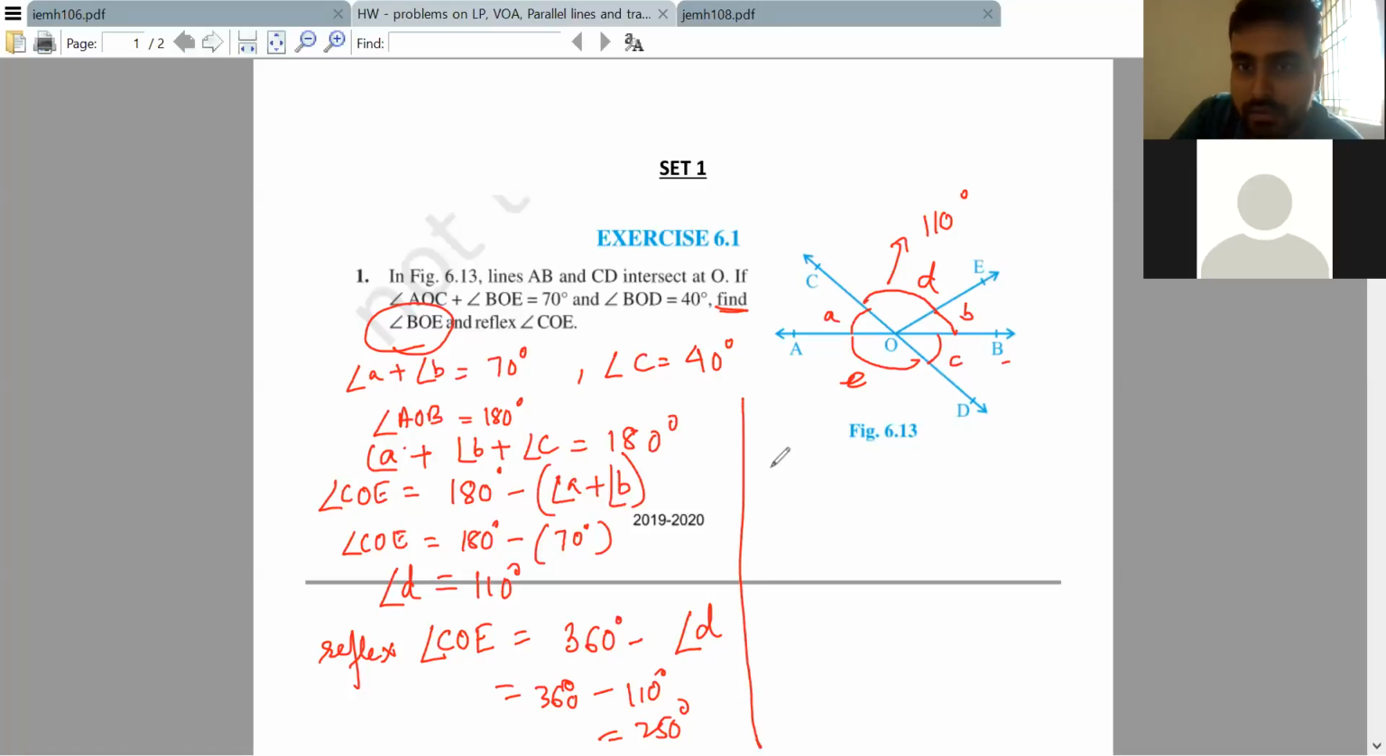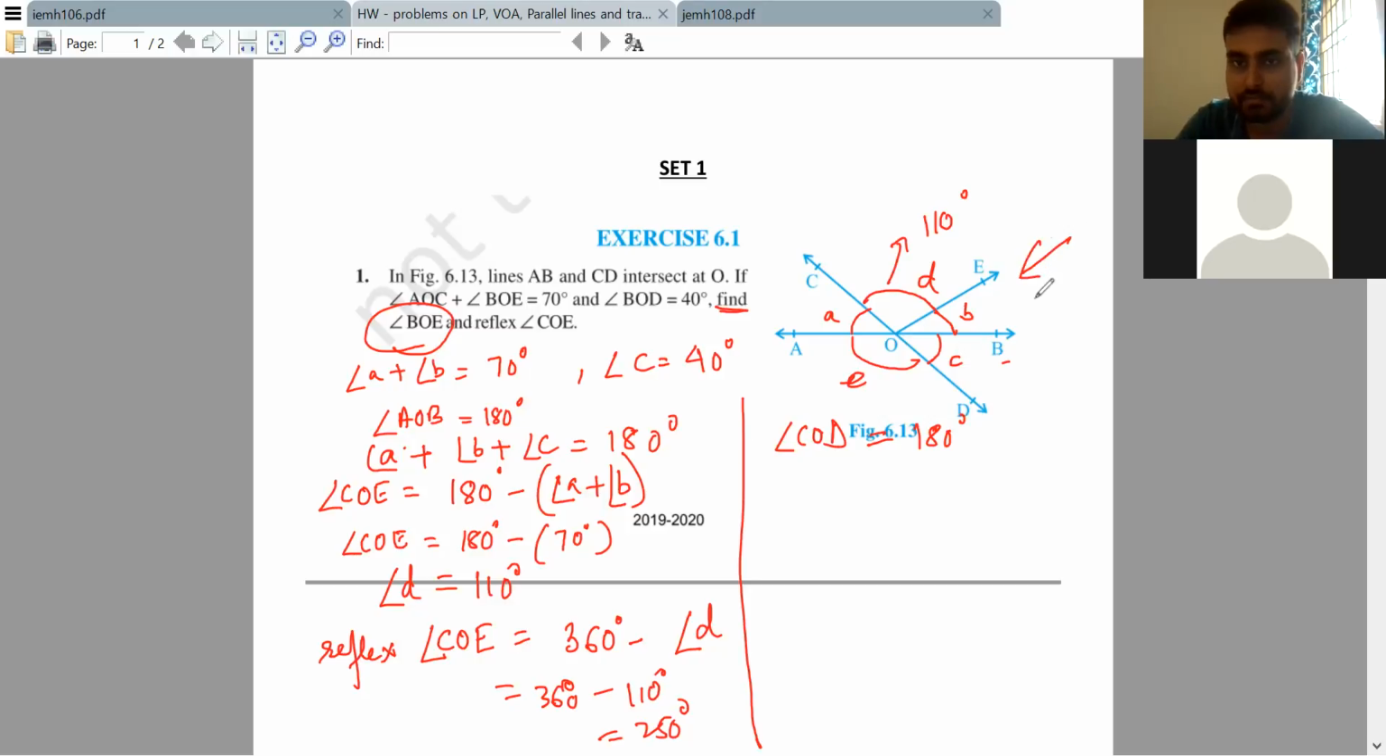Sir, angle COD, straight angle, 180 degrees. Angle COD, good, because this is a line. COD is a line. They have given line CD. So angle COD is equal to 180 degrees. Very good. Angle BOE is equal to... Can you tell me this step? What plus what plus what is 180 degrees?